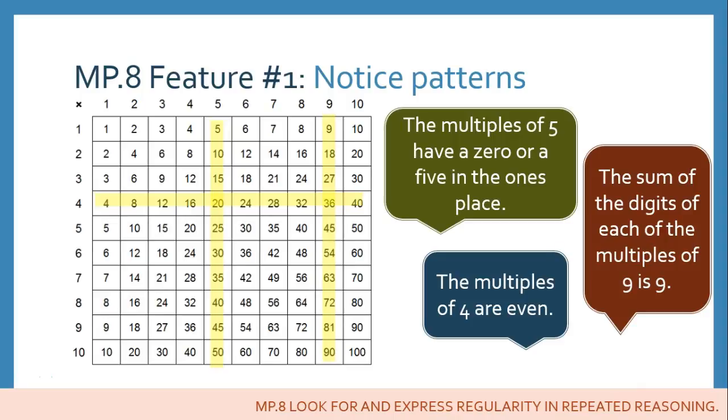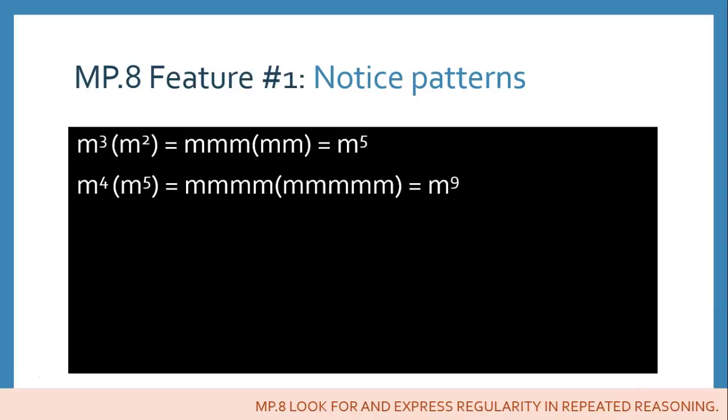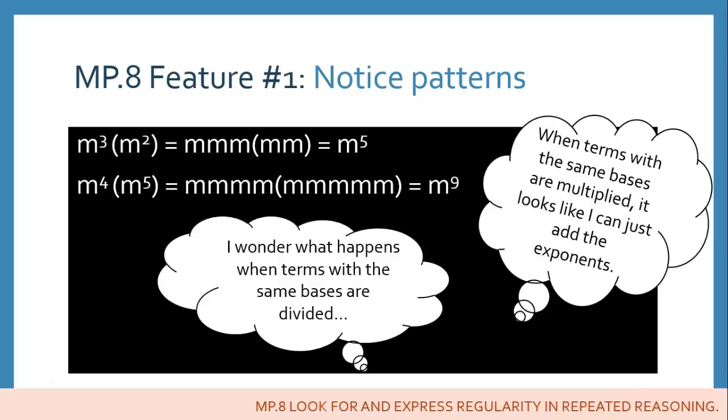At a higher level, students could discover the properties of exponents. In small groups, you could ask students to complete sample problems and then try to write a shortcut for reaching the answer. In this case, they may think, when terms with the same bases are multiplied, it looks like I can just add the exponents. They may then wonder what the shortcut will be when terms with the same bases are divided. You could explain that in this case, the shortcut is called a property.